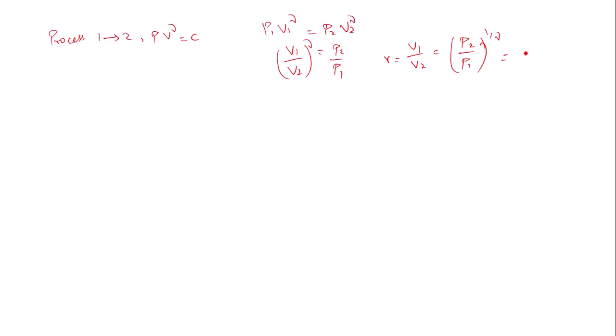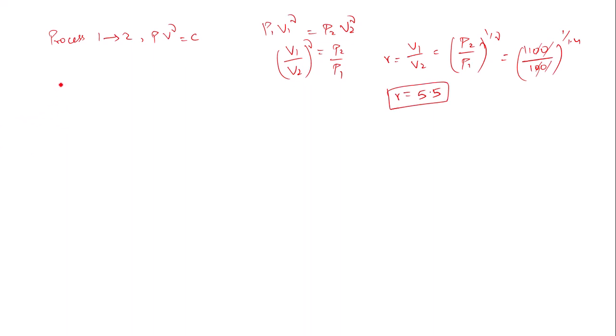If I substitute these values, 1100 divided by 100 whole power 1 by 1.4. With some simple simplifications, I can write 11 power 1 by 1.4, which will have the value of around 5.5. So this is going to be my r.